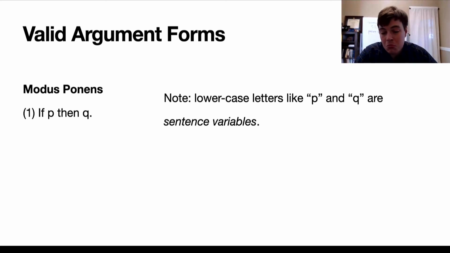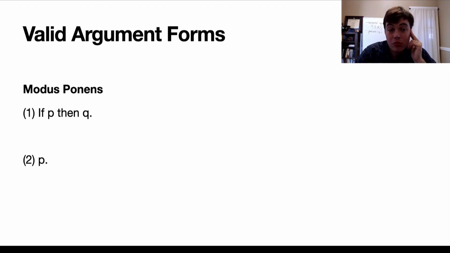For now, though, what we need to know, and what you can just keep in mind generally, is that sometimes we can let lowercase letters like P and Q be variables that stand in for declarative sentences. So sometimes you might see in a reading, or occasionally in something I might say in lecture, these variables, and what you get is a symbolic language that represents valid argument forms.